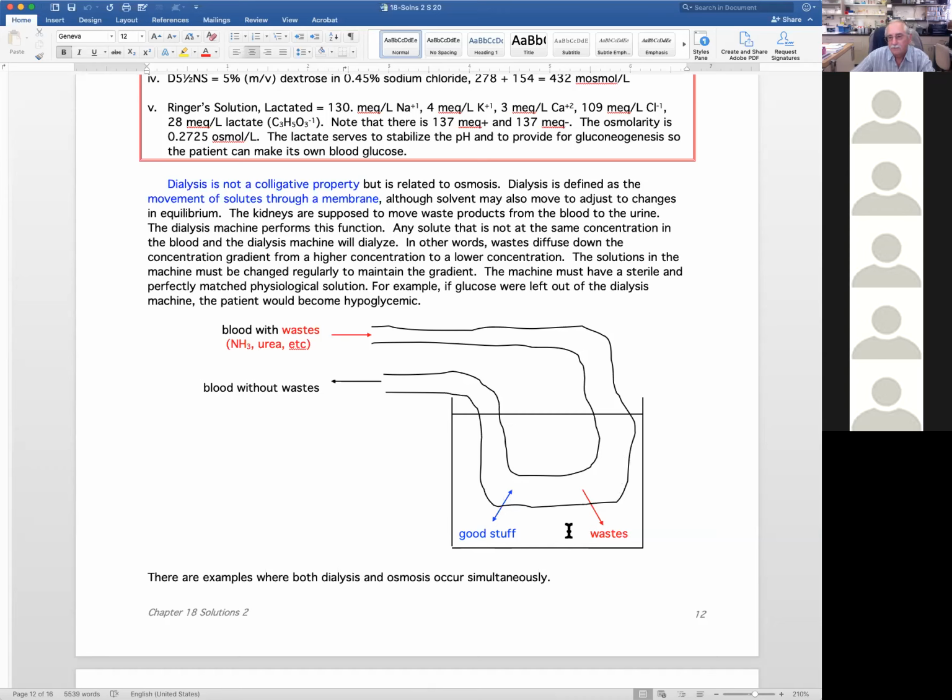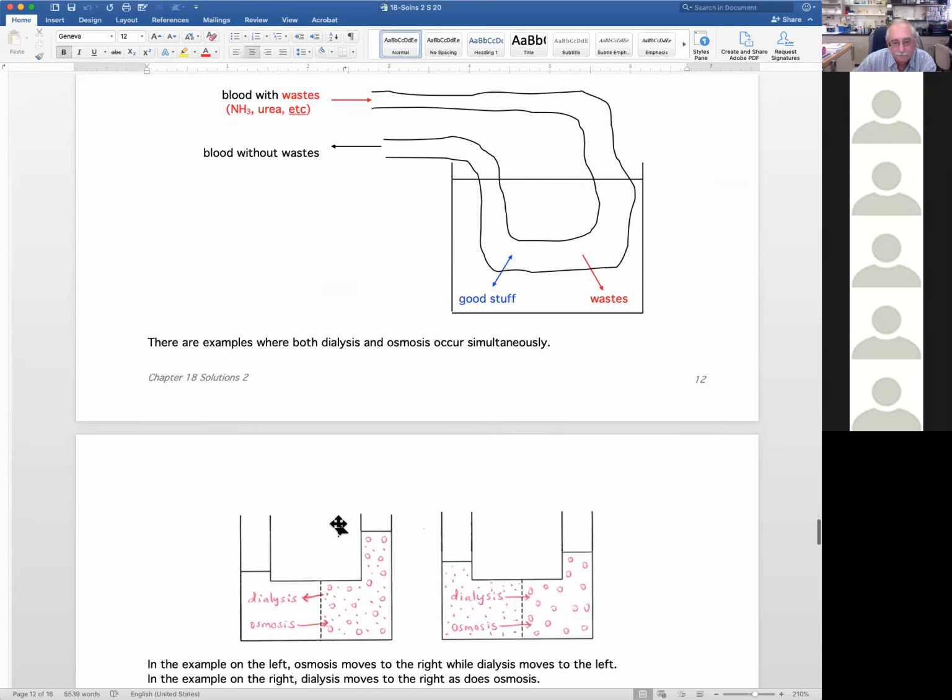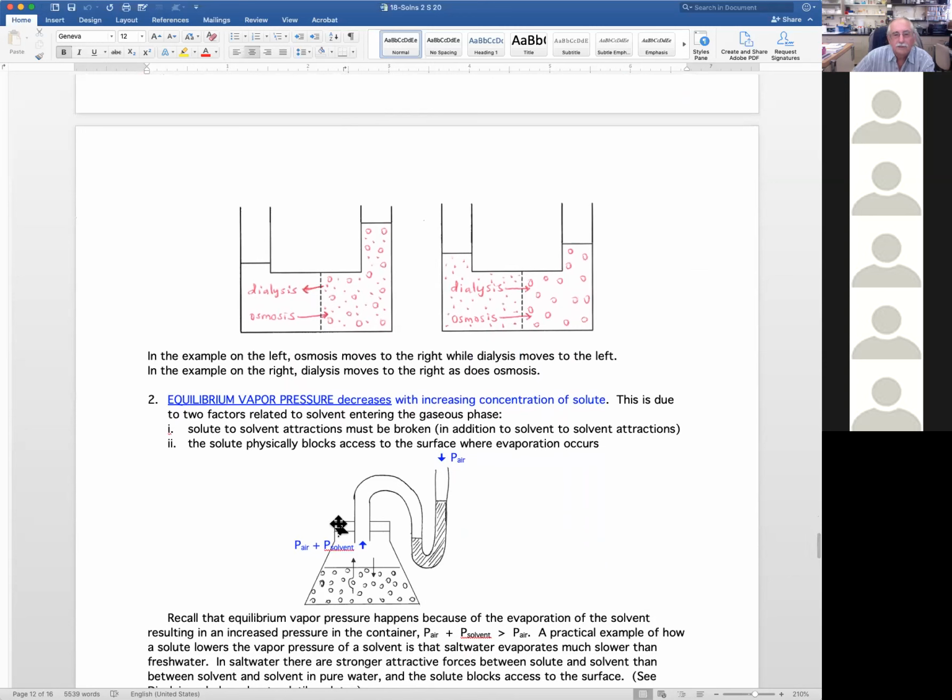Kidney dialysis is extremely expensive because all the stuff has to be sterile, it has to be biologically correct. It's an invasive technique, so you have to have qualified health professionals there. It's expensive. Better, you should just take care of your kidneys, right? So dialysis and osmosis can go in the same direction or they can go in opposite directions.